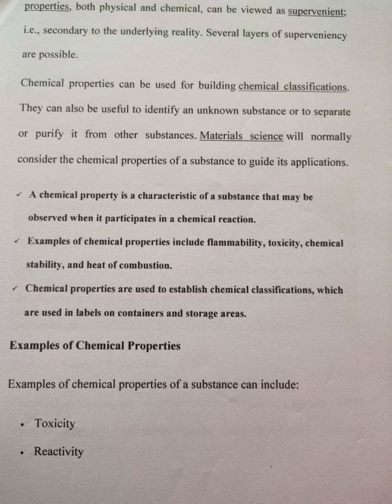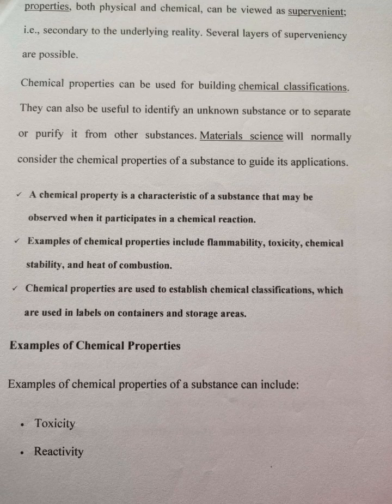First, chemical property is a characteristic of a substance that may be observed when it participates in a chemical reaction. Second, examples of chemical properties include flammability, toxicity, chemical stability, and heat of combustion. Chemical properties are used to establish chemical classification, which are used in labels on containers and storage areas.